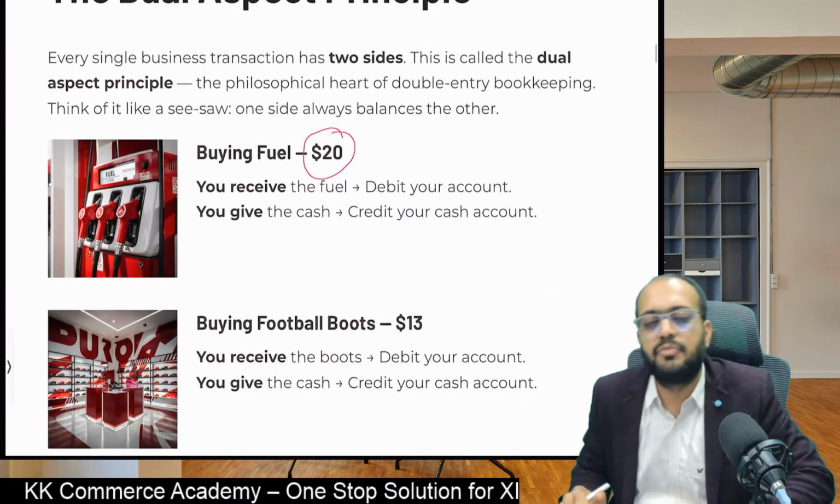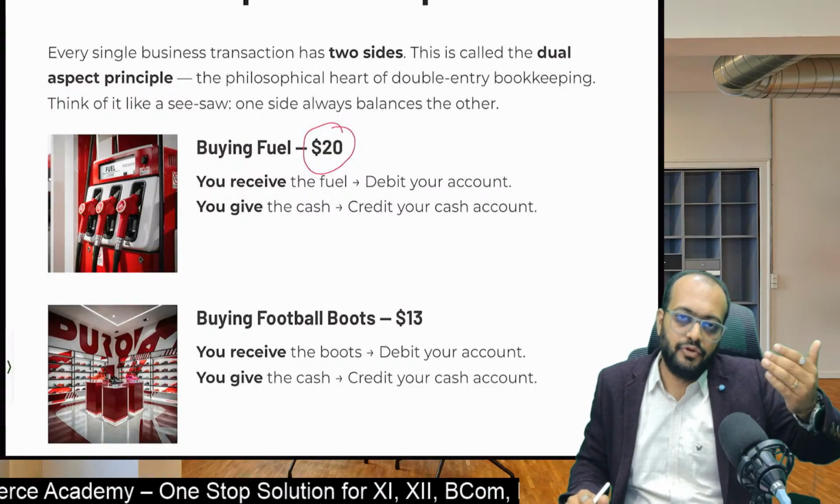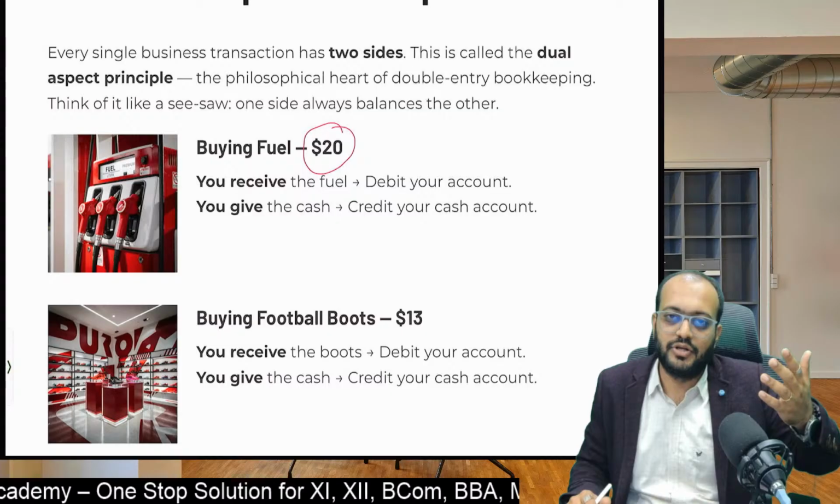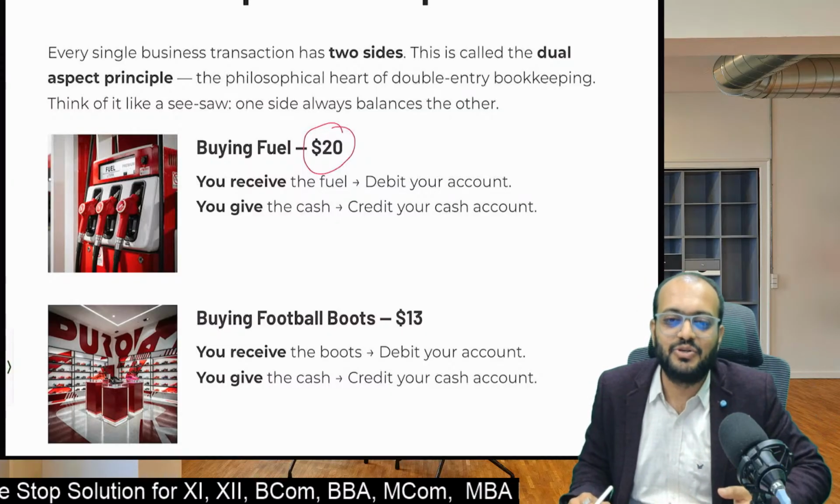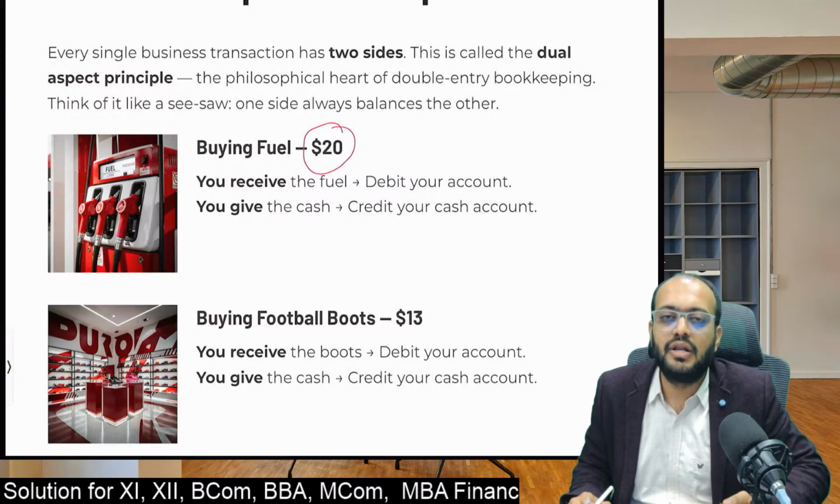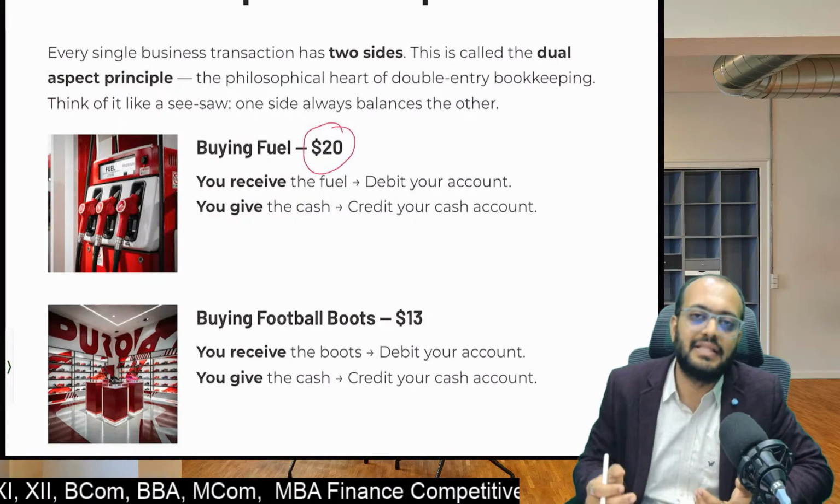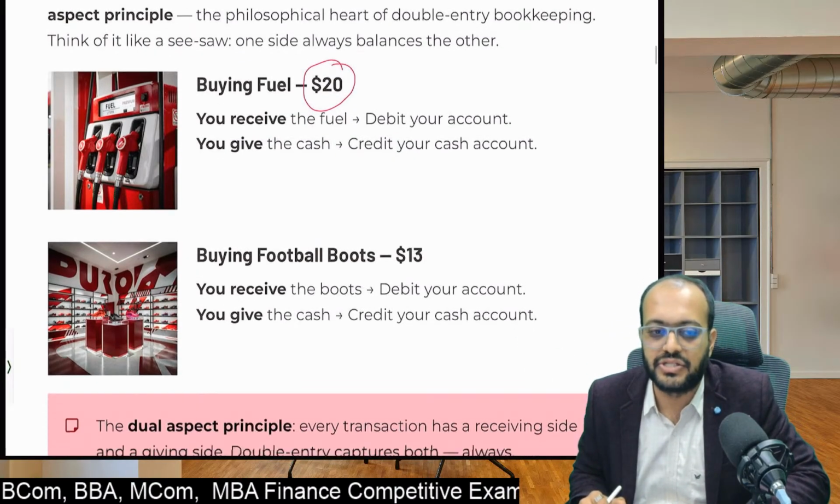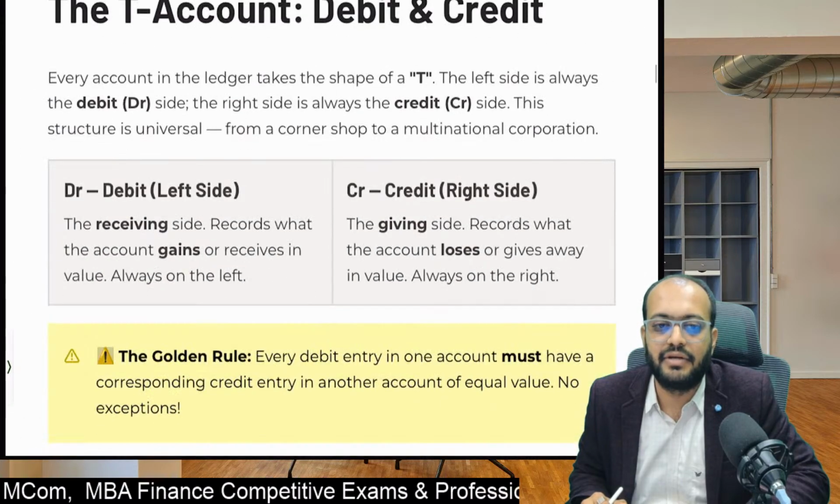Okay, so buying a football boot. Since we are buying football boots, the boots come to us, sorry, boots, not foots. How can we buy foots? Actually, foots we already have. So since we buy football boots, we have to give debit to it, and since we are making the payment, we have to give credit to the cash account. So for every transaction we have to decide one debit and one credit, of course.